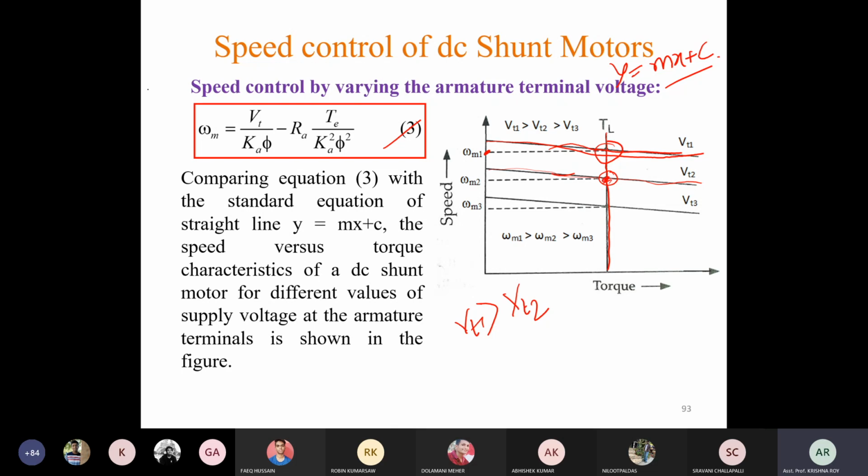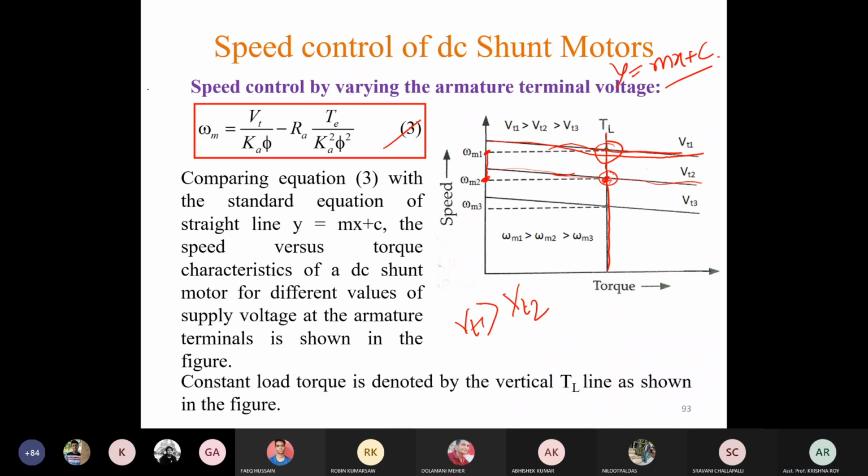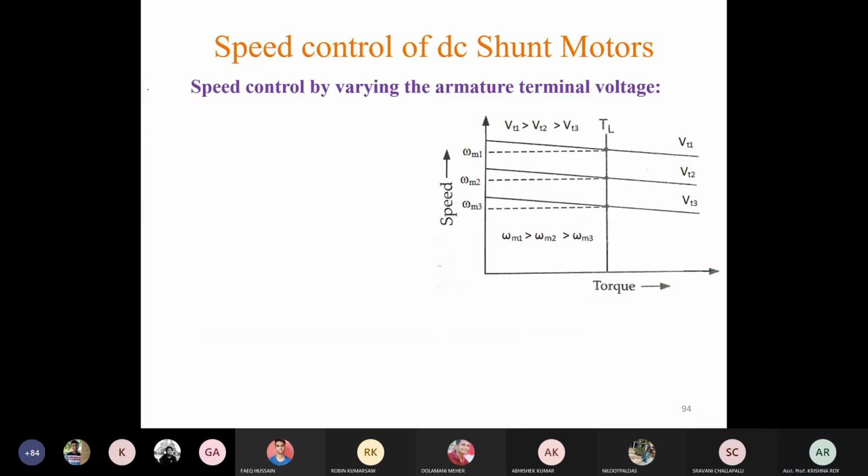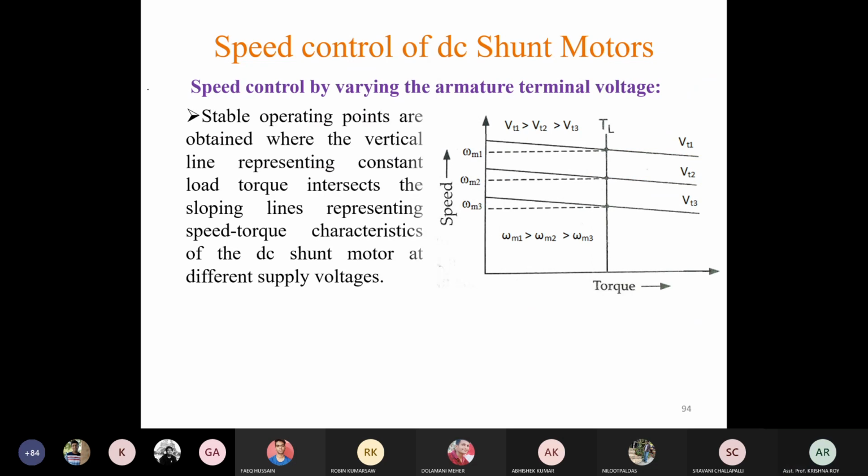Okay, so the speed reduces from omega m to omega m1 to omega m2. So the motor will now run with a speed of omega m2 and so on. Is it clear to everyone? Yes, sir.